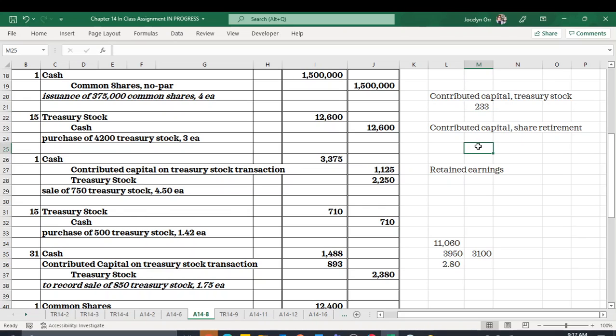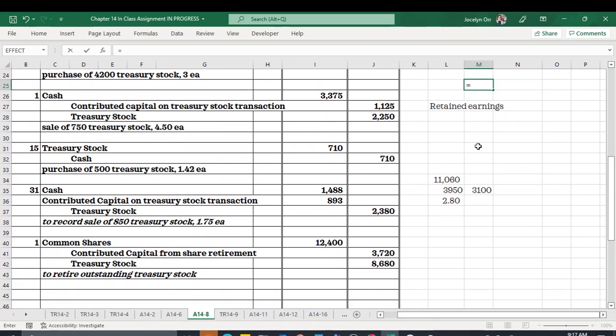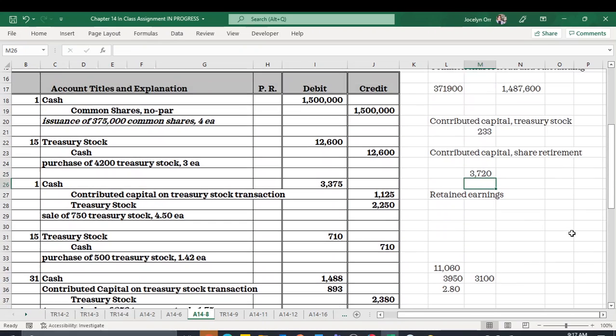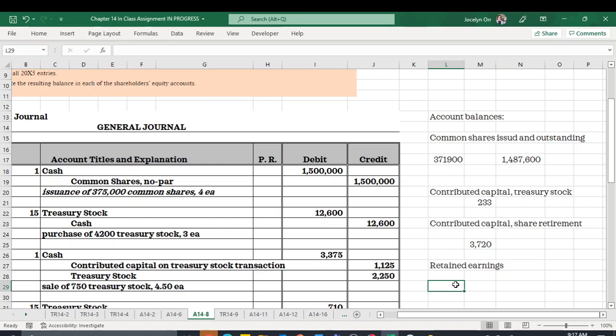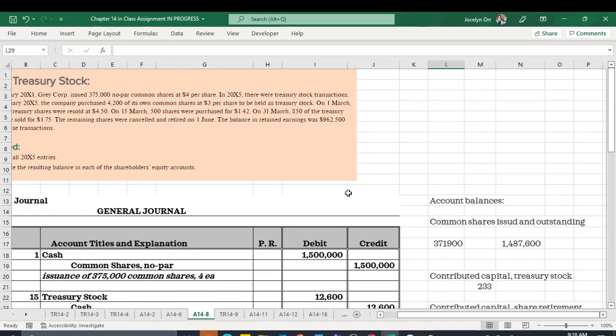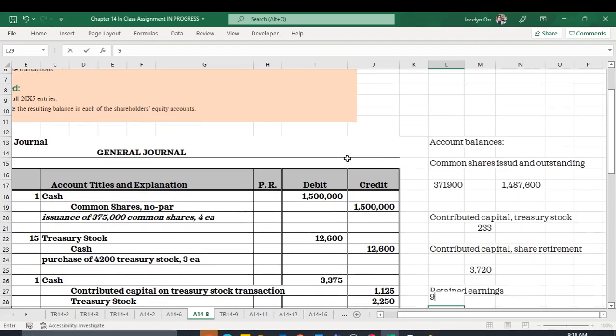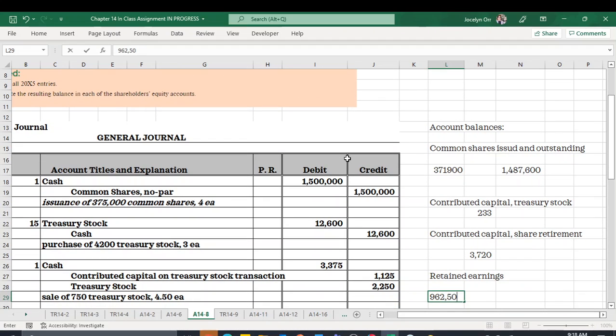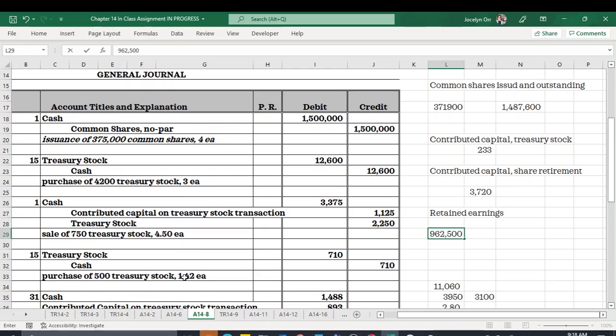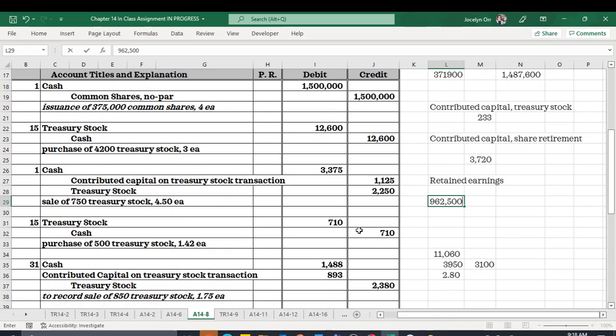When we look at contributed capital on share retirement, we only had one transaction that affected that account. So 3,720 is the balance of that account. And when it comes to retained earnings, we had an initial balance of 962,500, and none of our transactions actually affected retained earnings because we used those contributed capital accounts the whole way along. So our retained earning balance is going to remain the same as well. Okay.